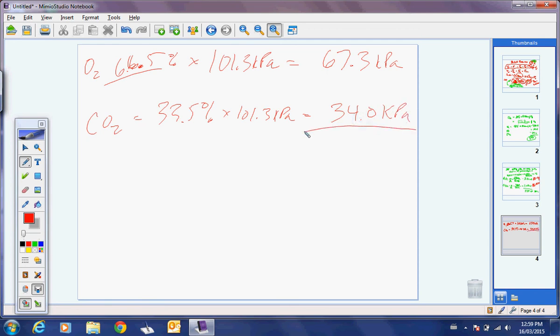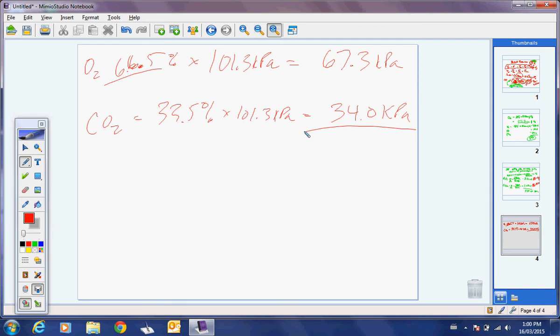kilopascals. So how much of that pressure has to do with the oxygen? 67.3 kilopascals of it. If I took out the carbon dioxide, I'd only have a pressure of 67 there. Okay, but together they have a pressure of 101.3. Why 101.3? Because it's at STP. So you have to look up the pressure at STP. Does that make sense? Sort of?